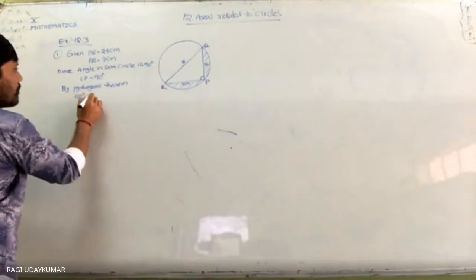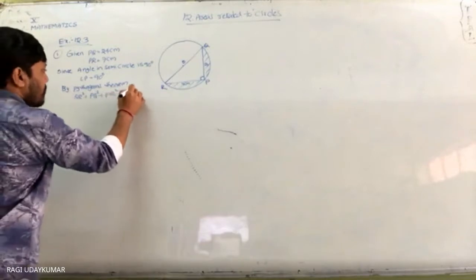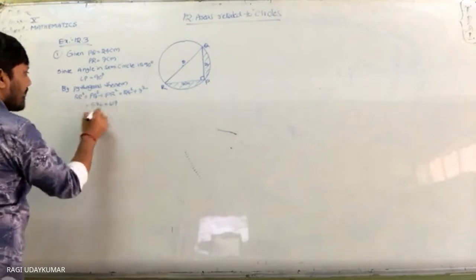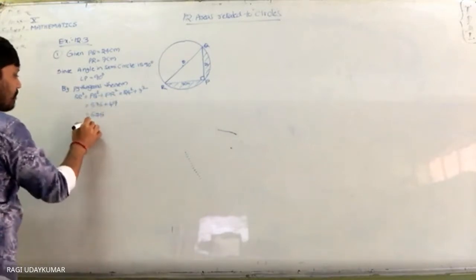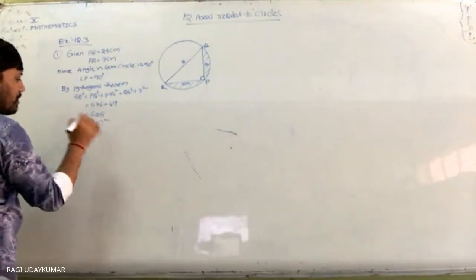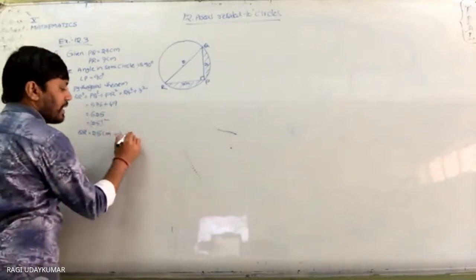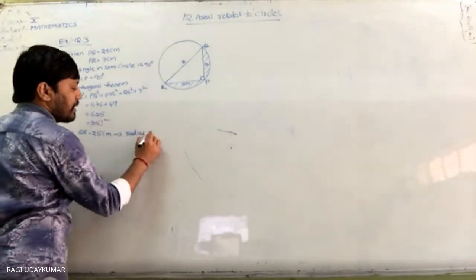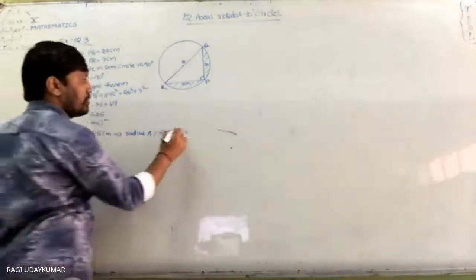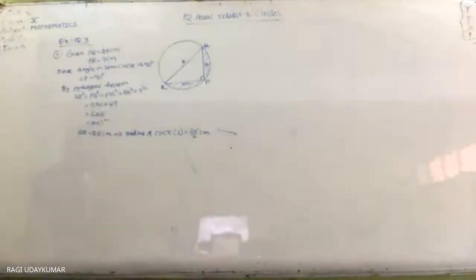QR square is equal to PQ square plus PR square. So 24 square plus 7 square: 576 plus 49 gives 625, which is 25 square. So QR is equal to 25 centimeters. This implies that the radius of the circle r is equal to 25 by 2 centimeters.